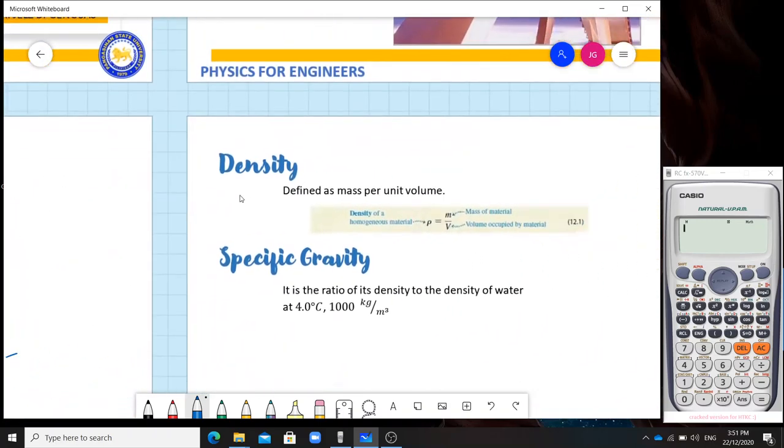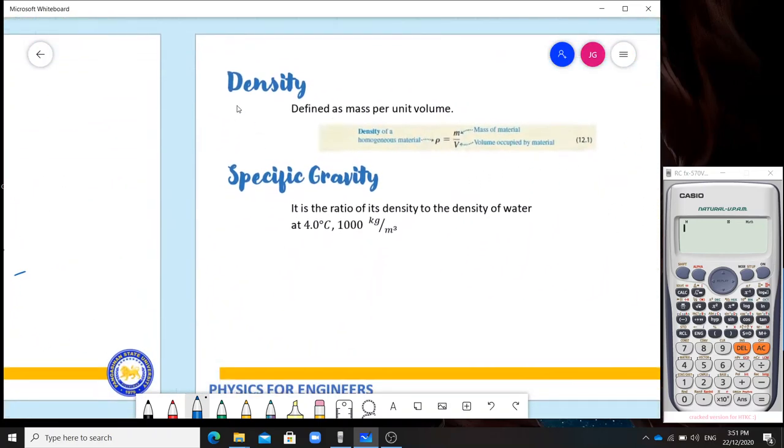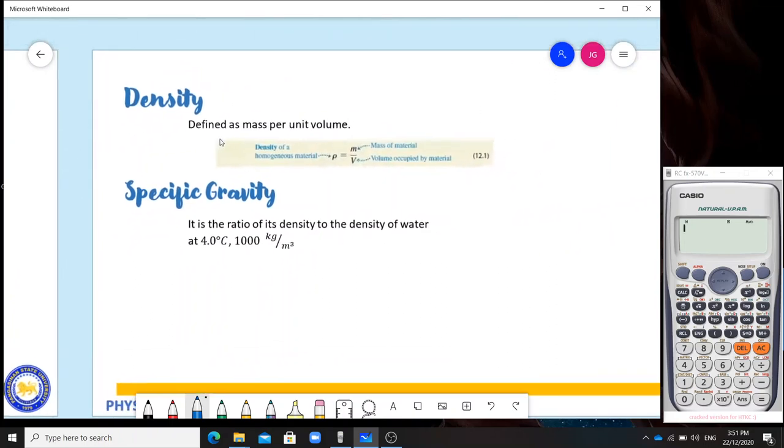So, ayan. Two of the most important properties of fluid is density and specific gravity. When we say density, it is defined as mass per unit volume, okay? And then, pag specific gravity naman, it is the ratio of its density to the density of water at 4 degrees Celsius, 1,000 kilogram per meter cube, okay? Ang specific gravity, tandaan nyo guys, ay unitless, okay? Ito ay ratio. At ang density naman ay mass per volume, okay?